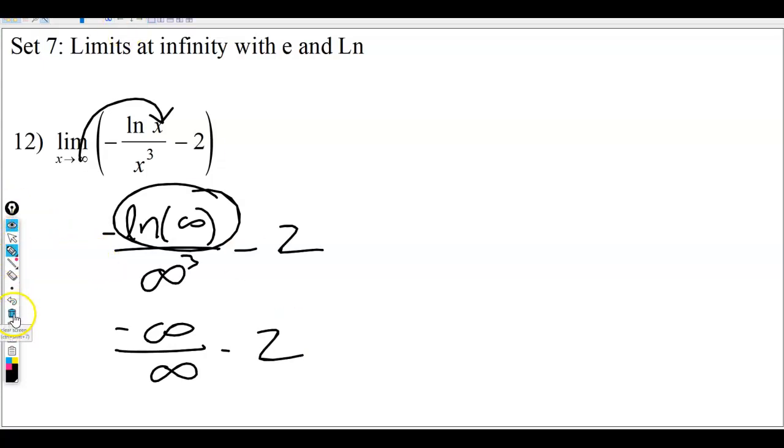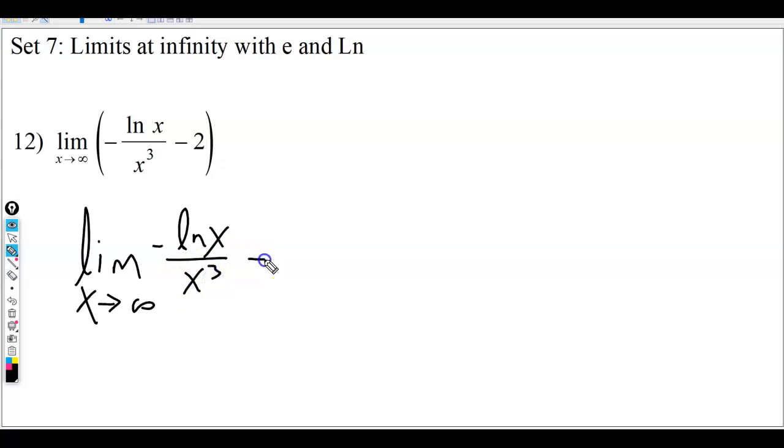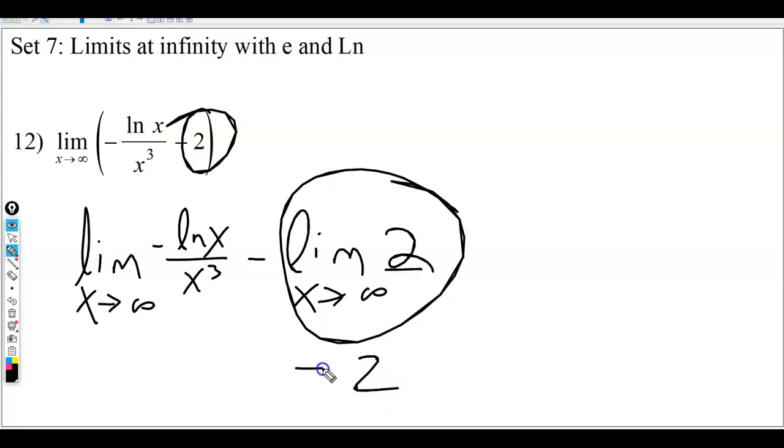So, here's how we have to handle this. First thing we're going to do is take the limit and do each piece separately, because part of that expression was L'Hopital, part of it was not. This part of it was L'Hopital. This part was not. So we're going to have to treat those separately. Now we already know what the limit of 2 is at infinity, a constant function. We take the limit of a constant function at infinity, it's just the number itself, just 2. But this guy, we ended up getting infinity over infinity. That was a L'Hopital situation.